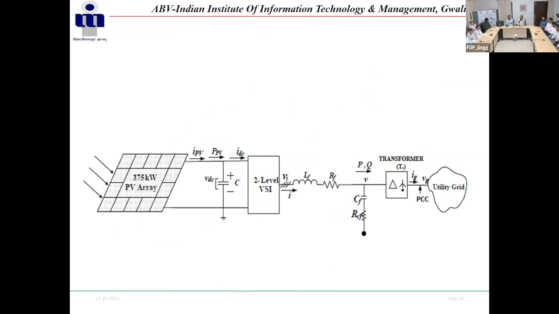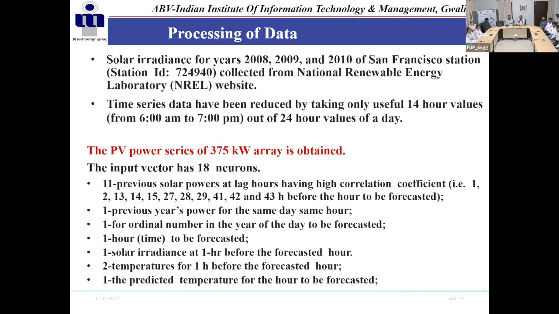The same model which I proposed there, we used for the PV system. We took one 375 kilowatt array, and the data was taken from NREL, USA, for the years 2008, 2009 and 2010. We did this work around 2016 or 2017, so that data was available. These are the standard datasets we normally take, so that you can compare with existing results, and it is smoothened data.